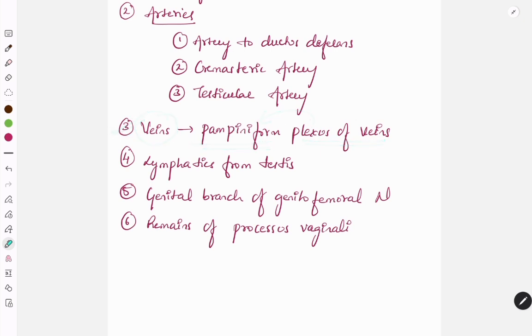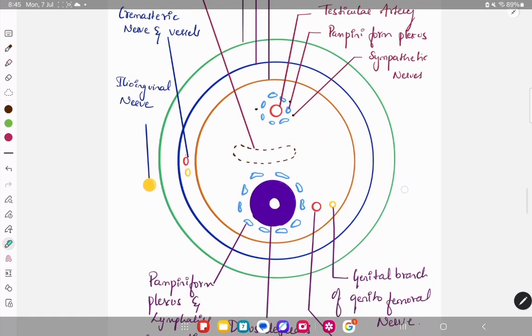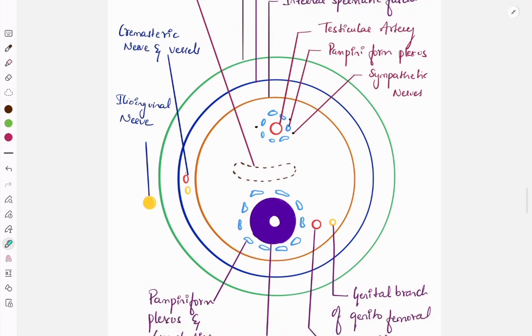So this is also very important. Then we already covered arteries and veins. Next is the lymphatics. Then we have the lymphatics from the testes, and you have one nerve which is very important to be remembered, that is the genital branch of genitofemoral nerve. Genitofemoral nerve has 2 branches, the femoral branch and the genital branch. This genital branch enters into your spermatic cord. And then sometimes you will have the remains of processus vaginalis. Now let us look into the diagram and revise the contents once again.